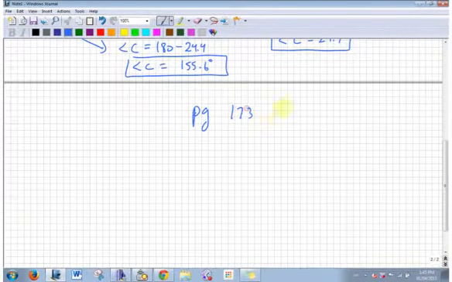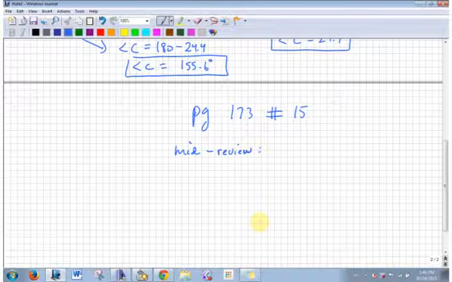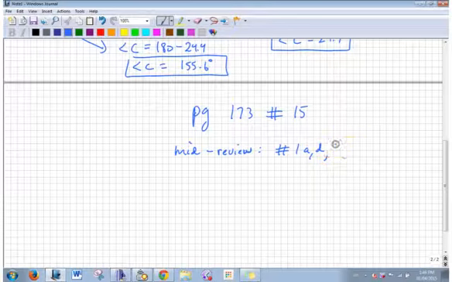First, I want you to do 173:15. Read it carefully. I don't think it says solve, I think it says explain how to solve. And then quiz review. I know it's just a quiz, not a test, but this is the next thing in our book. So why not, right? Let's do it: 1, A and D, 3, 5, 6, and 8.